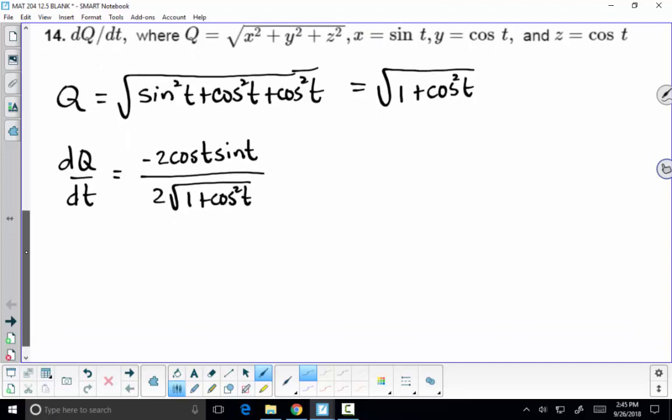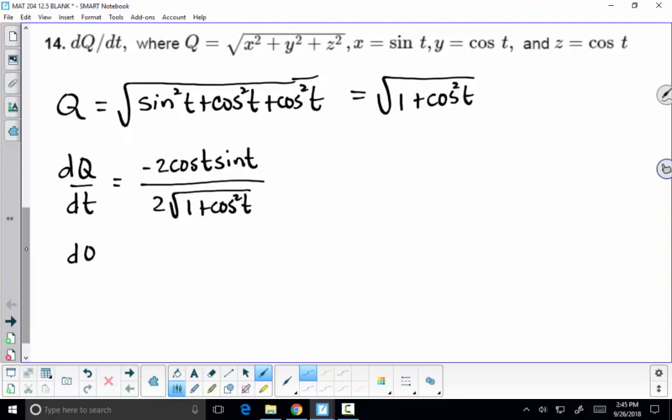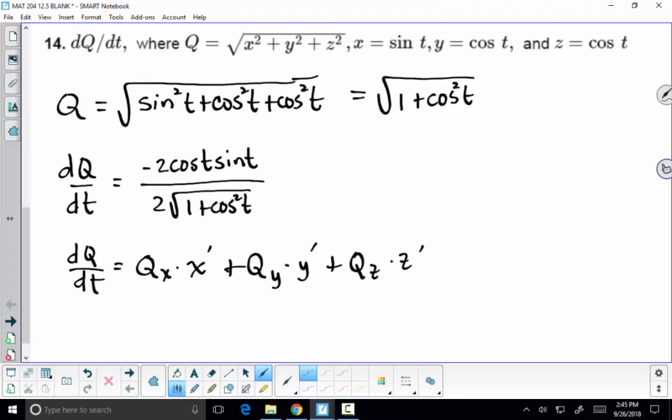Now let's try the hard way, the chain rule way. So dq dt. Now we have 3 independent variables here. Q depends on x, y, and z. So we're going to have 3 terms here. We're going to have q sub x times x prime, plus q sub y times y prime, plus q sub z times z prime. So we have to have a term for each independent variable.